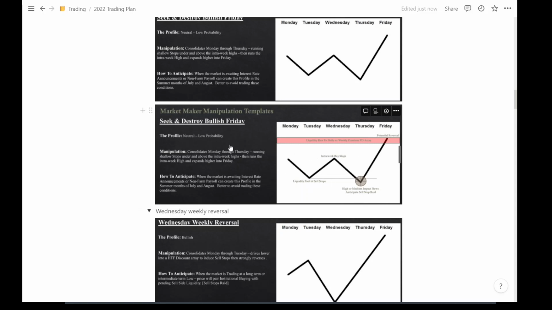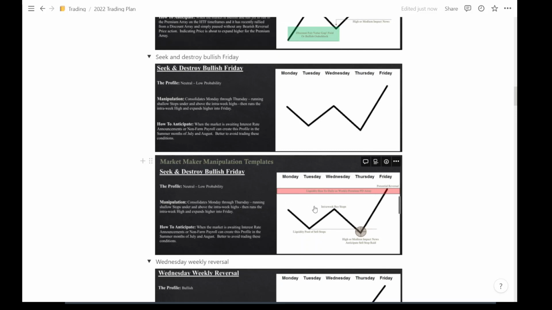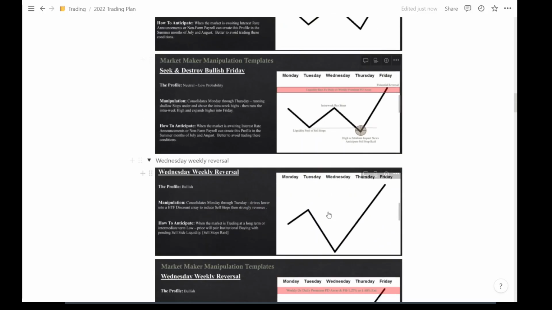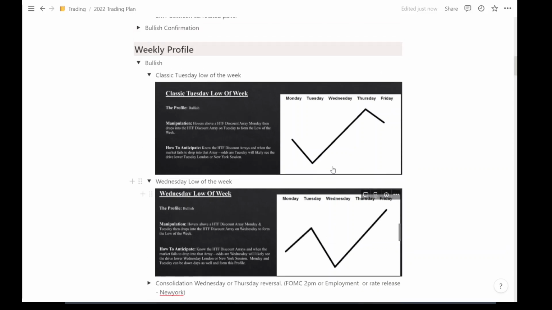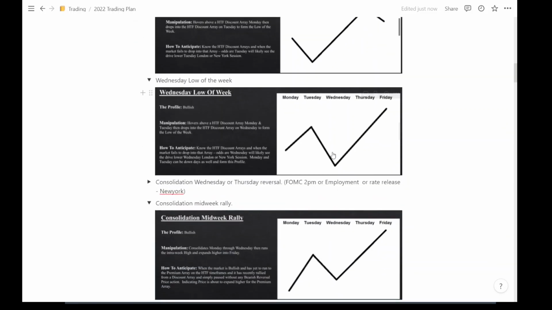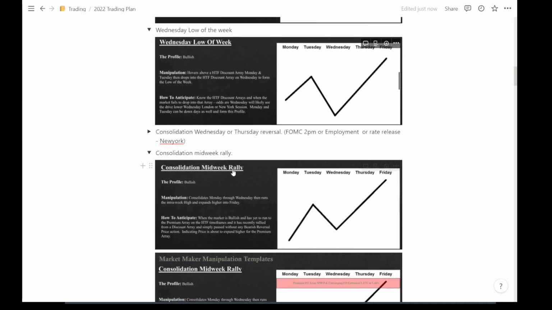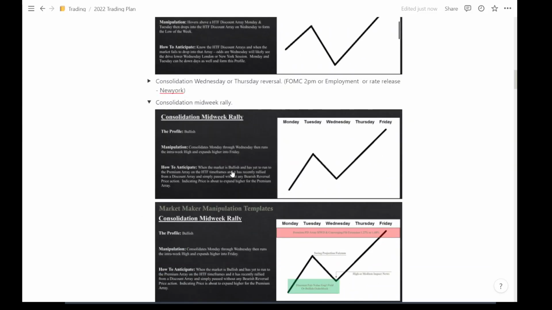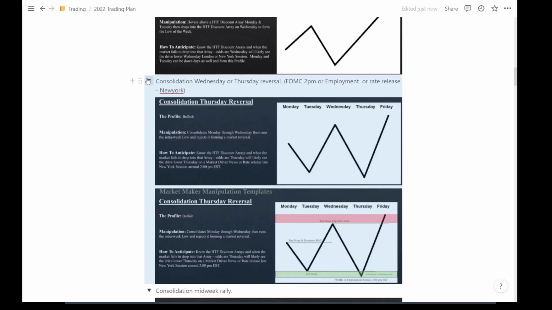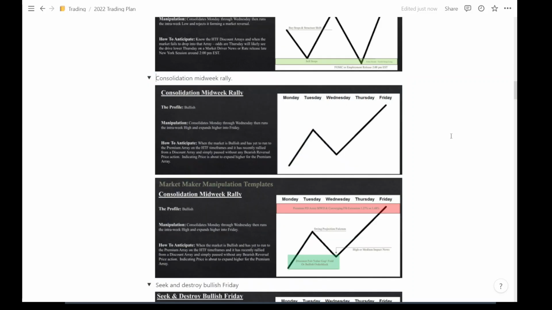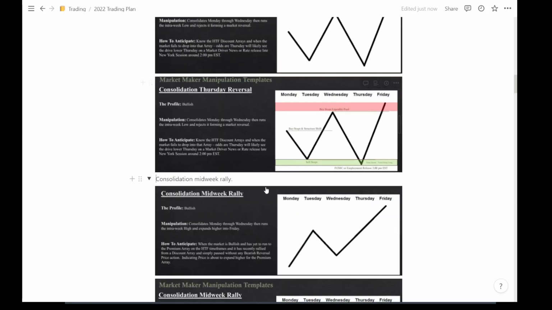It is usually during FOMC or NFP week, the first week of the month, or during NFP weeks. But generally I try to assume that all these other profiles are non-existent. I tend to only focus on classic Tuesday low of the week, classic Wednesday low of the week, consolidation midweek rally, and even this. I sometimes try to look for this, but generally I try to avoid it.